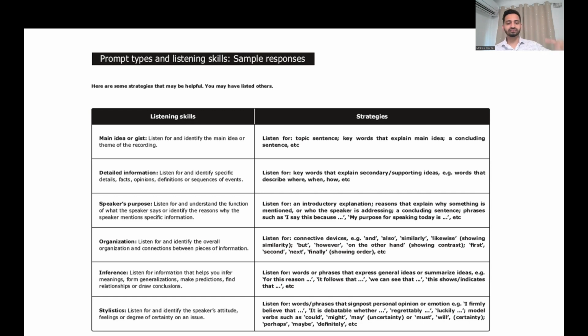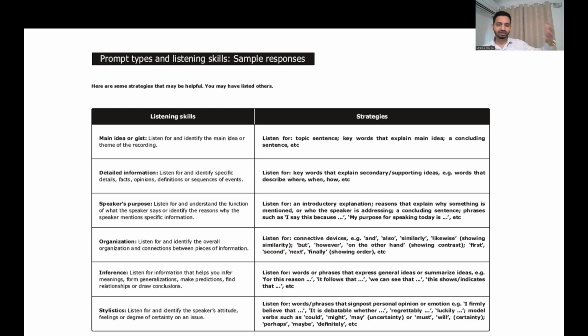Okay, in terms of inference, what should we look for? We should look for words or phrases that express general ideas or summarize ideas. For example, for this reason, it follows that. These are the phrases that you should focus on. We can see that, this shows or indicates that, etc.